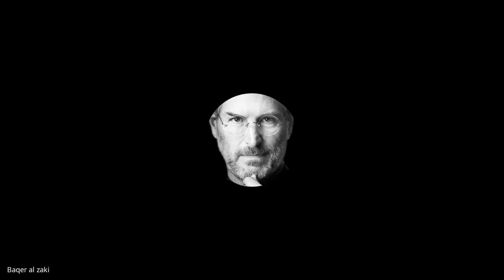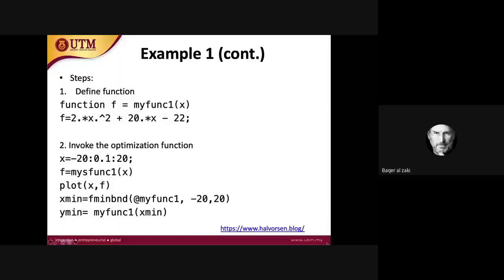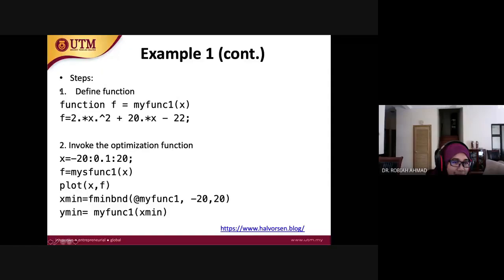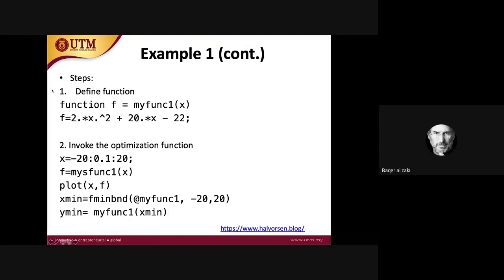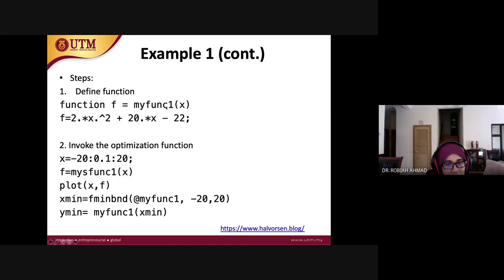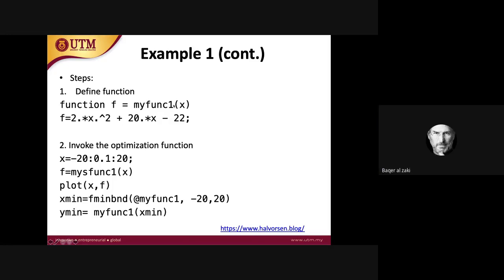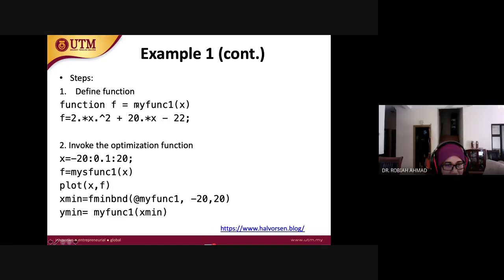Okay, so now we try this with optimization functions. We start with fminbnd. How do we start? First, this is why having your function is important. My function is this equation. I name my function as myfunction1 with my variable x. So this is the output, this is the input, and this is the name of my function. Make sure you save your function file with the same name as your function.